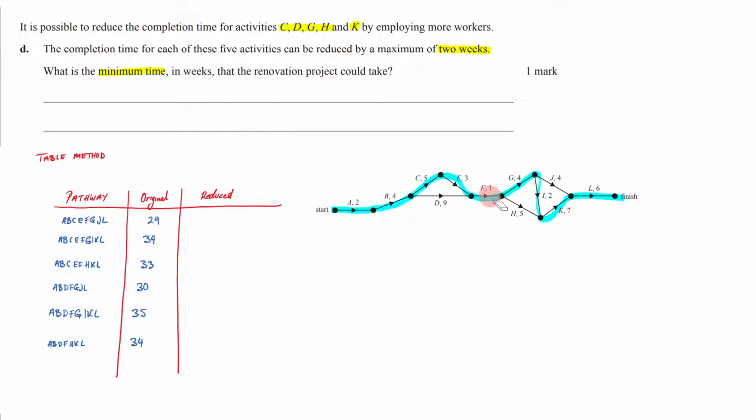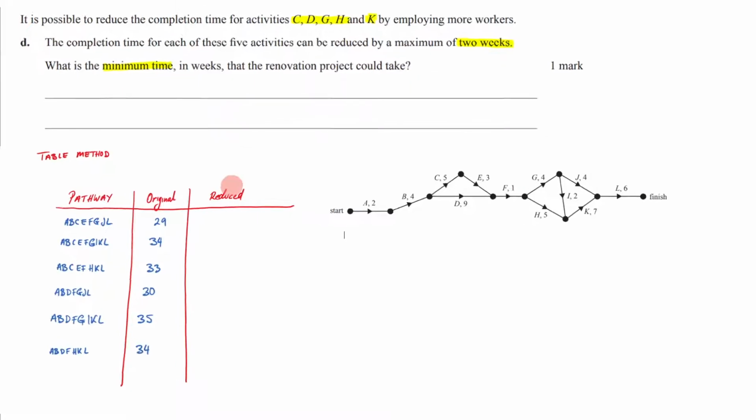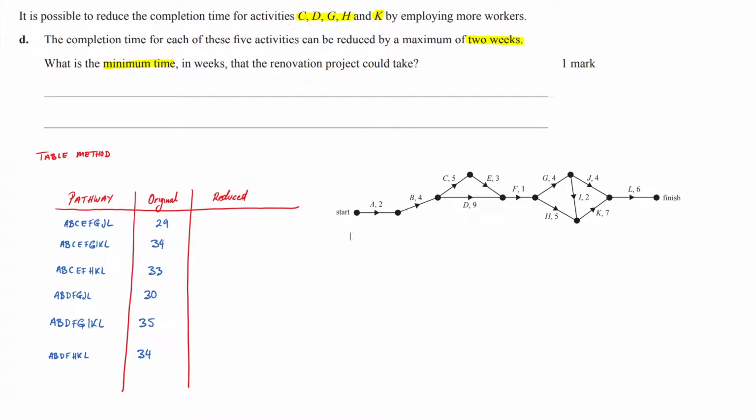Once you've done that, you then want to provide the maximum reduction to each of your pathways. Remembering, you can only reduce C, D, G, H, and K, and each of these can be reduced by a maximum of 2 weeks. So if we come here now, I would say, all right, which of these can I reduce? Well, for the first one, I can reduce C and G. So that means I can reduce 2 weeks for C, 2 weeks for G. So that means I can reduce this one by a total of 4 weeks. So instead of 29, my new number is going to be 25.